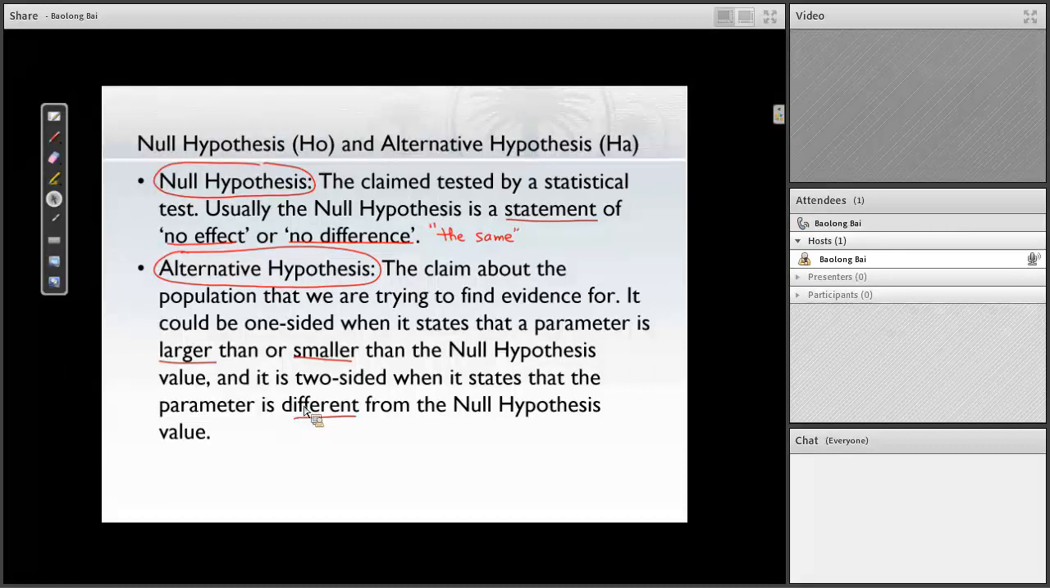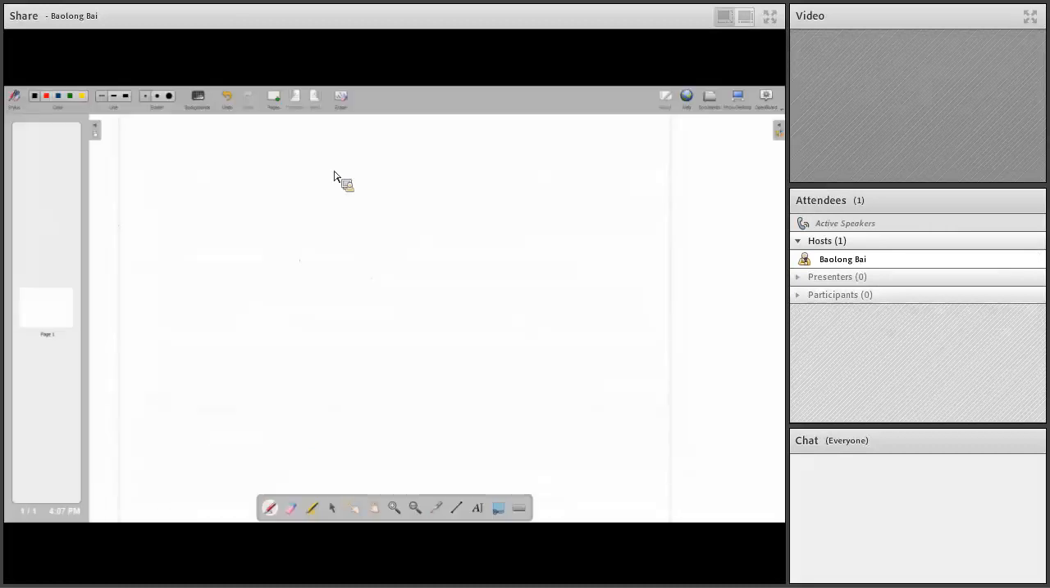Okay? So for example, now let's talk about the population. Let's still use all MSU students as our population.